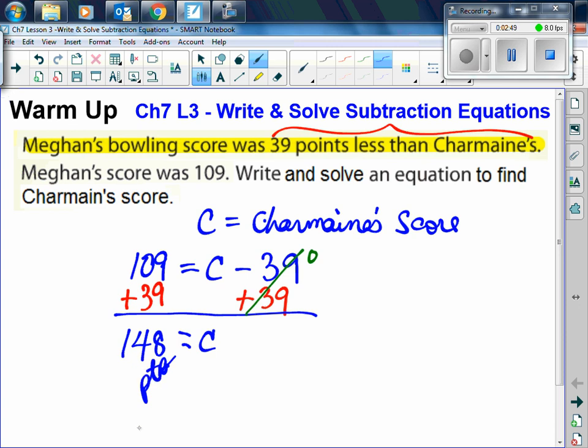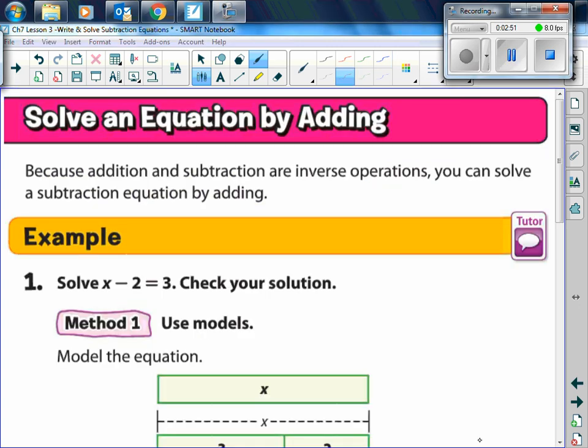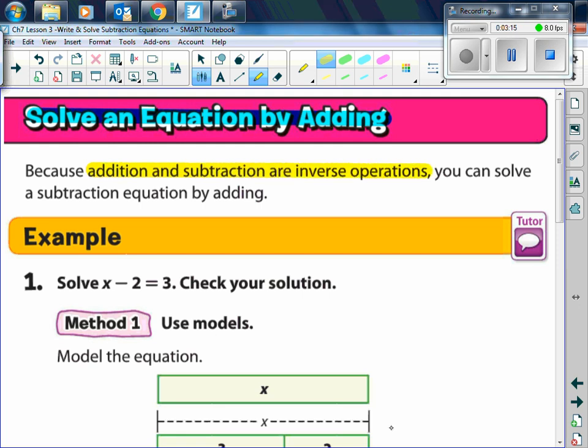Right? All right. So here we are going to solve an equation by adding. Please make sure you write down your heading. Now, it says here, because addition and subtraction are inverse operations, you can solve a subtraction equation by adding. So, again, just like we did yesterday, we know we can solve our equations because addition and subtraction are inverse operations. Please make sure you write that down. Addition and subtraction are inverse operations.